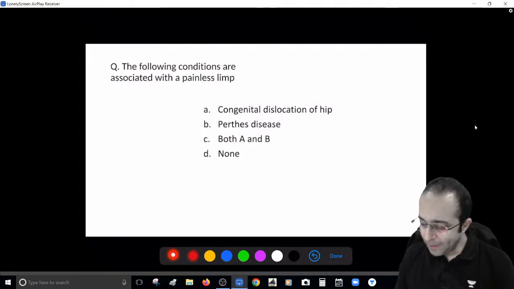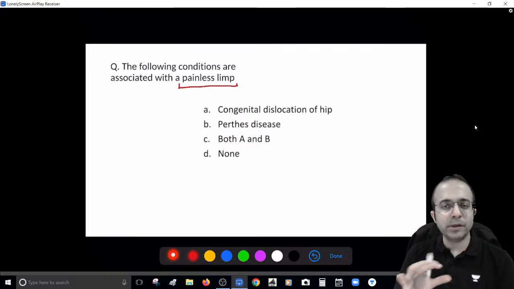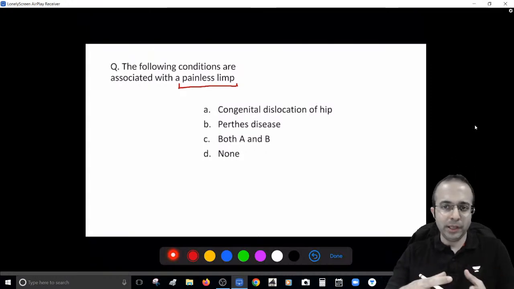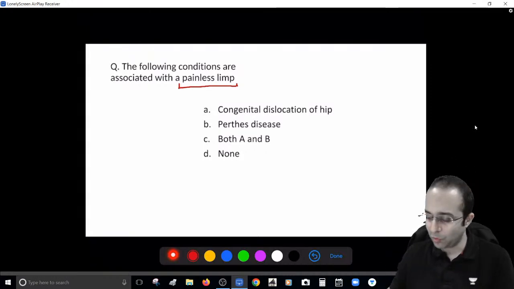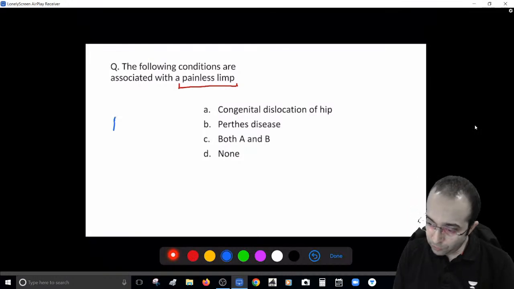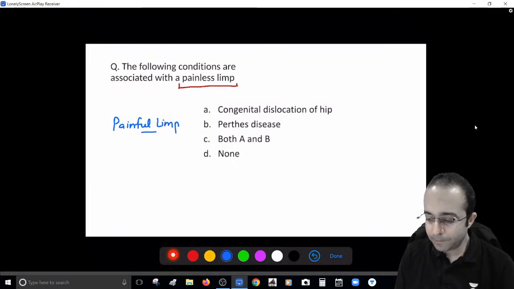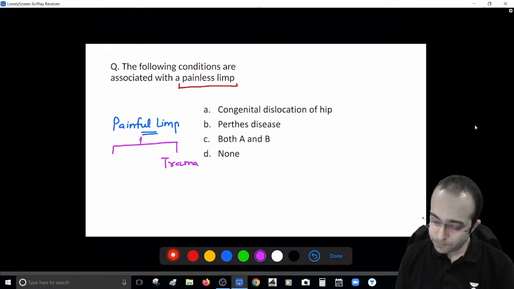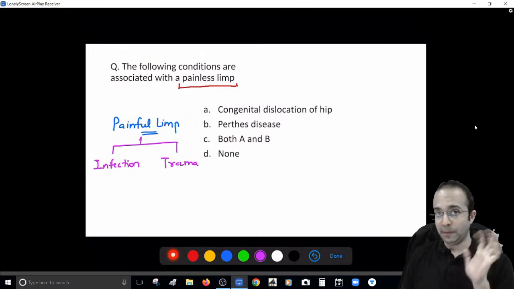All right. Now this is another particular gray zone where people are a little bit confused always कि painless limb कब बोलना है, painful limb कब बोलना है. Okay. Now if we are talking of conditions that can produce a painful limb, the condition must fulfill either of the two criteria. Either there should have been some kind of a trauma, or there should be some event of infection, some inflammation.